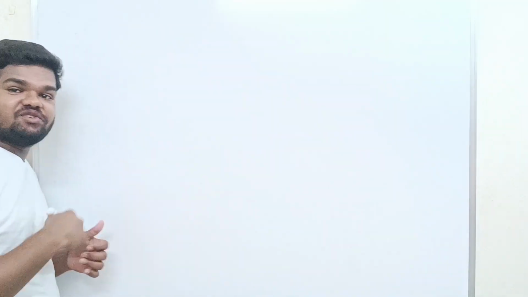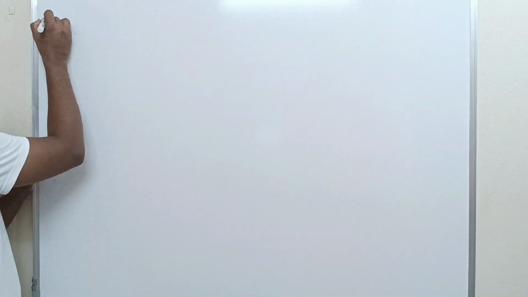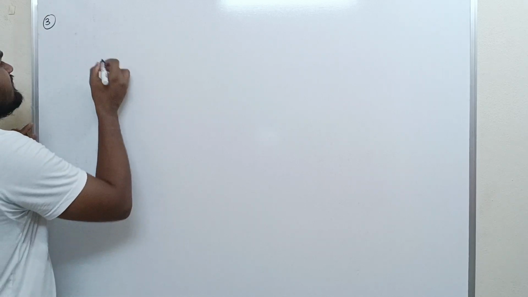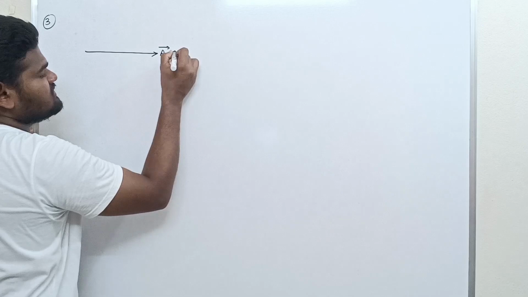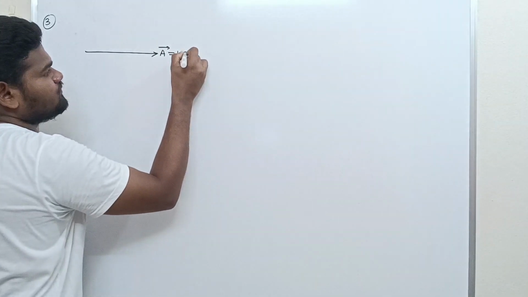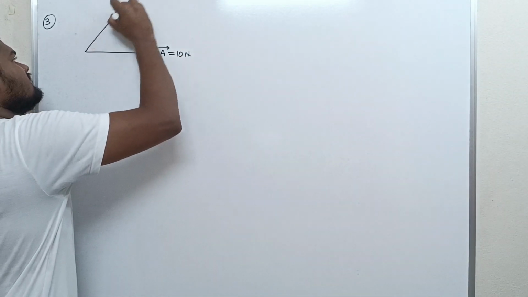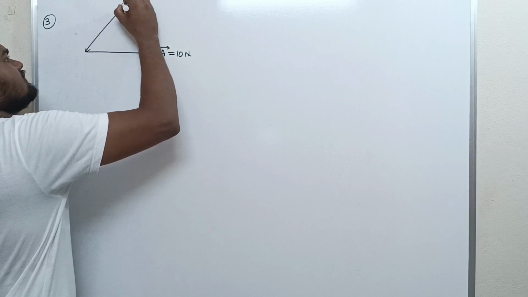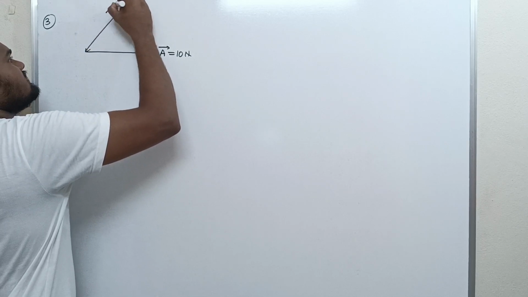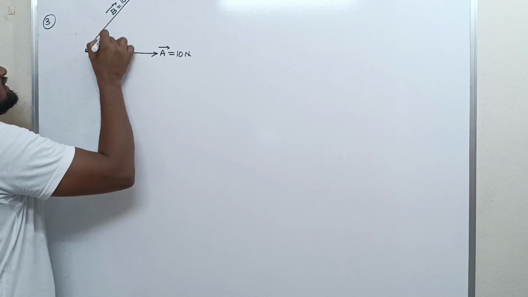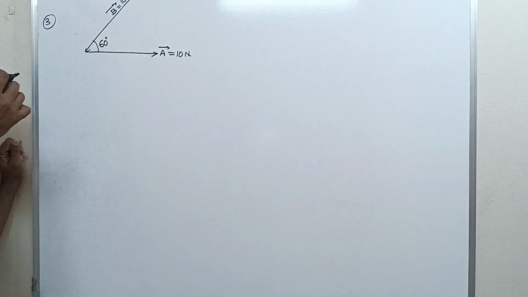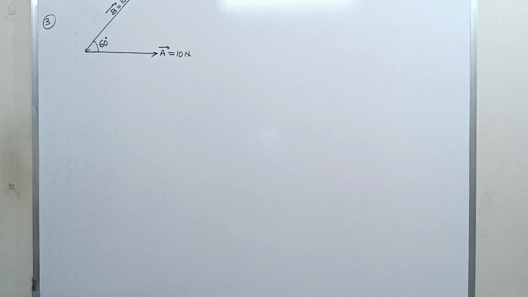So let us see the third question. They are given the vector A bar like this. This is the A bar vector and it is equal to 10 newtons. And they are given B bar vector like this. So B bar is equal to 10 newtons. So the angle between them is 60 degrees. What is the angle between them? 60 degrees. Are you able to see the board?